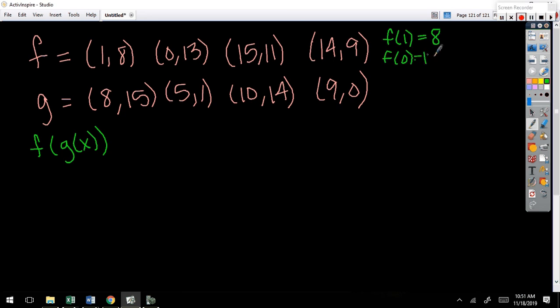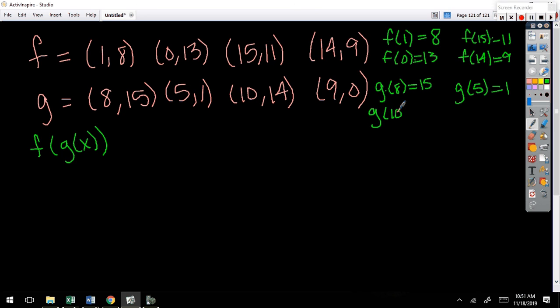F of 0 equals 13. F of 15 equals 11. And f of 14 equals 9. Right? And in turn, this one is g of 8 equals 15. G of 5 equals 1. G of 10 equals 14. And g of 9 equals 0, right? So what I have to do is plug in all the x's for g.